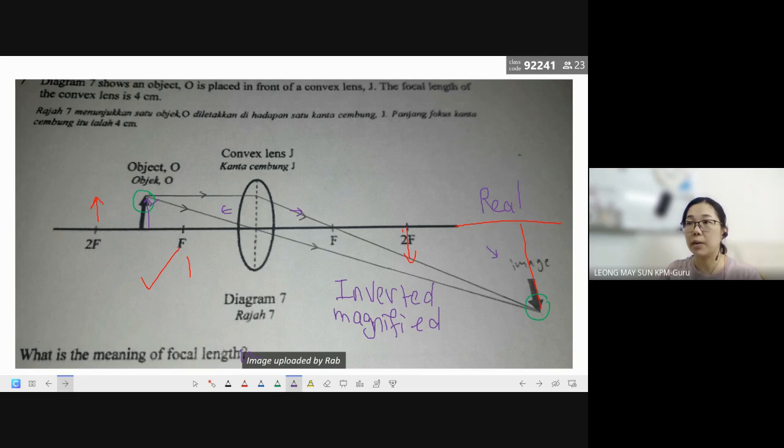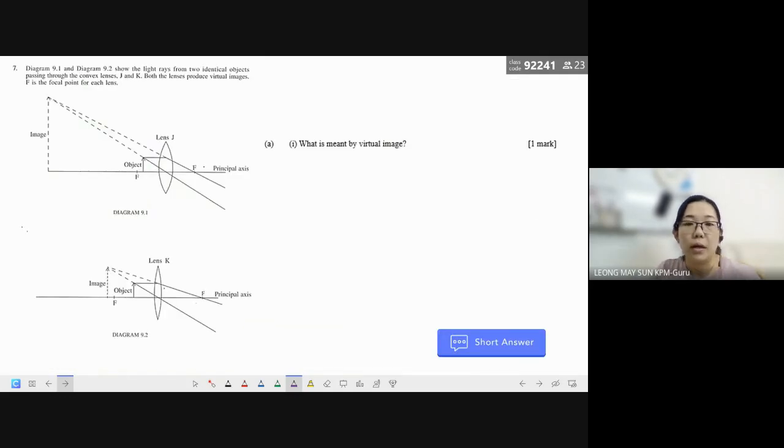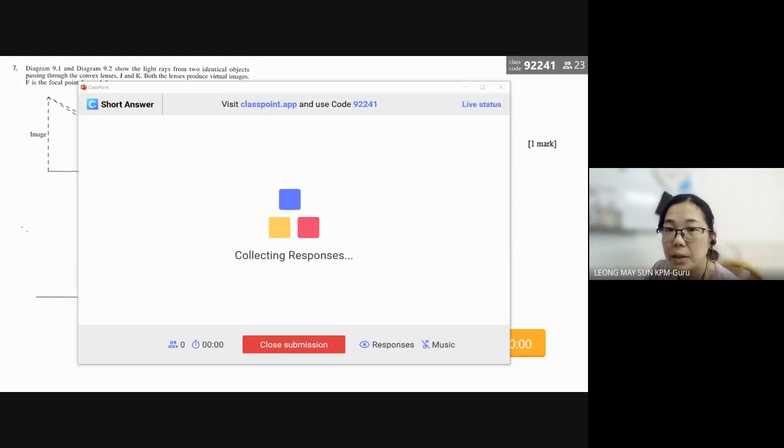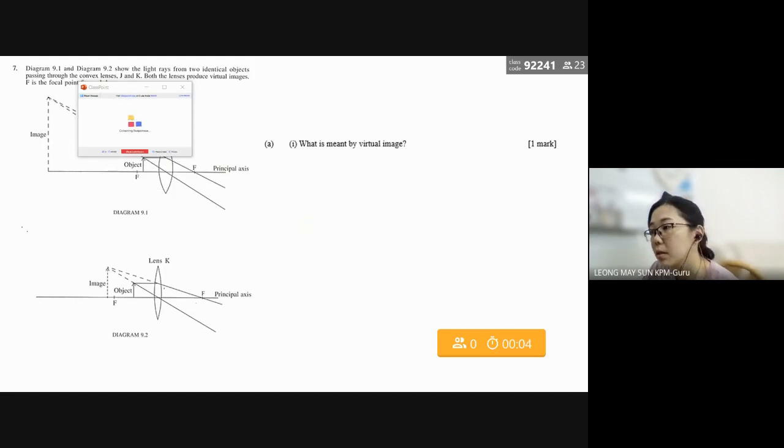I paused a bit because I want to show you guys the simulation, so I'm trying to get it opened and running in the background first. Okay, then let's go back to our PowerPoint while waiting for that to run. Next is this question. Can you please answer what does virtual image mean?